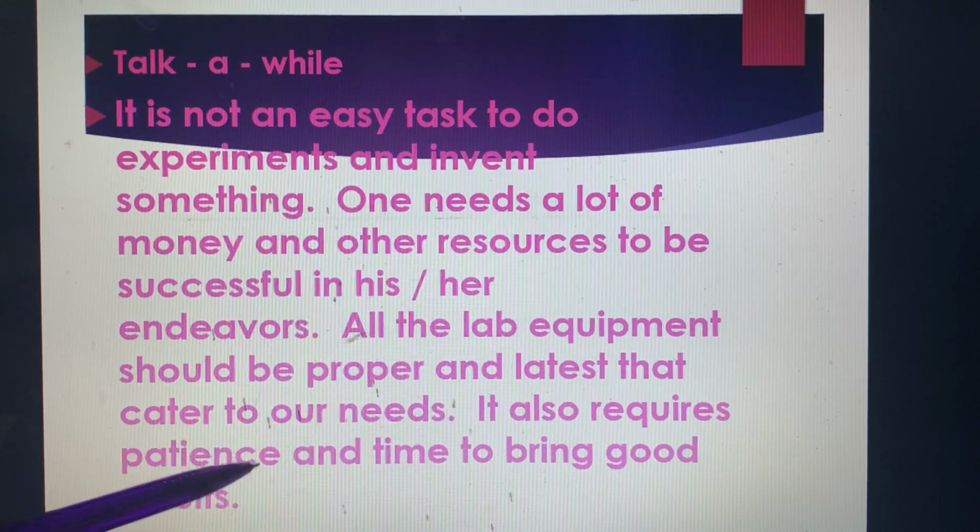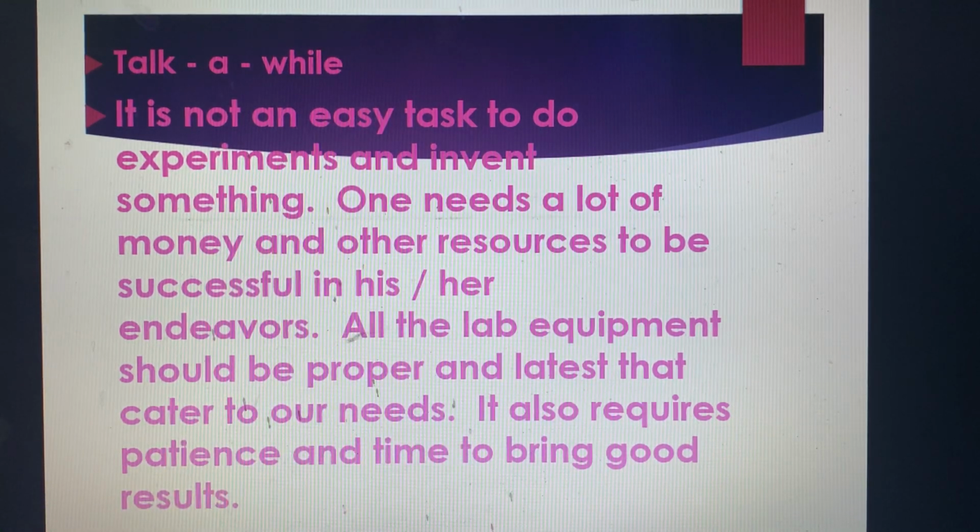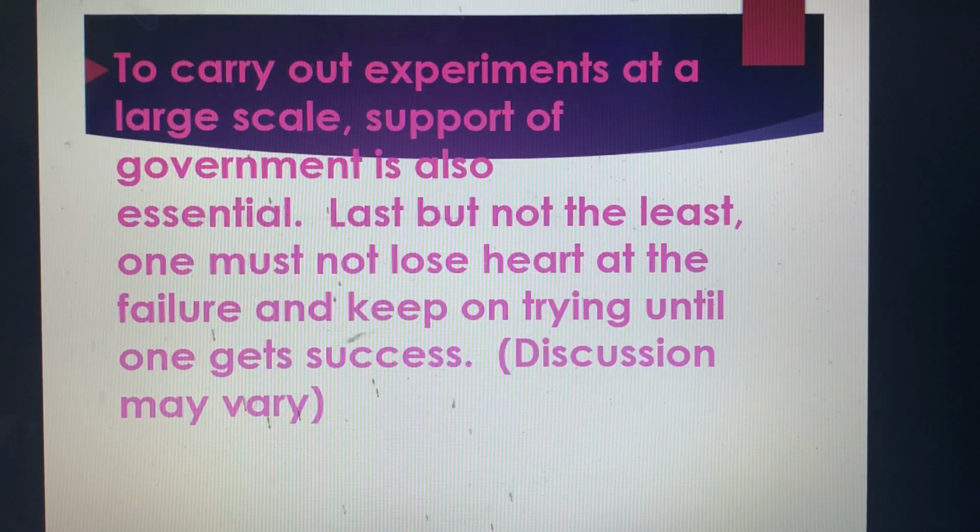It also requires patience. सब्र चाहिए होती है experiment करने के लिए और कुछ invent करने के लिए. And time to bring good results. It's obvious, whatever work we do, we need patience first. If we are learning and we are not able to learn, we are trying again and again. So we need patience for that. Fine. Further, to carry out experiment at the large scale means there is a big large laboratory and you have to carry out so many experiments. So you need everything in proper, and you need first the support of government is essential. Now the necessary thing is the support of government.